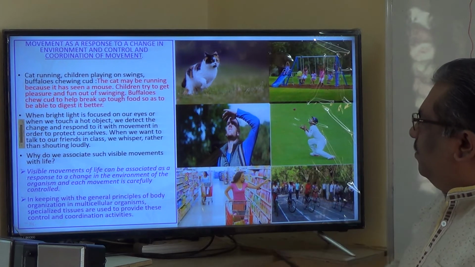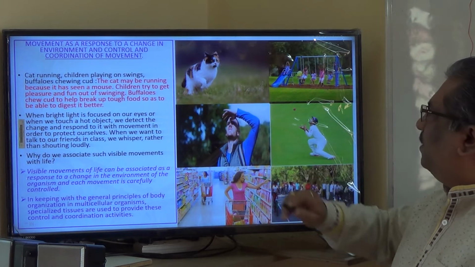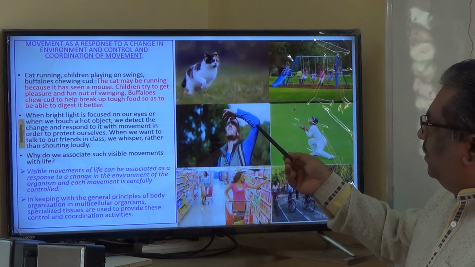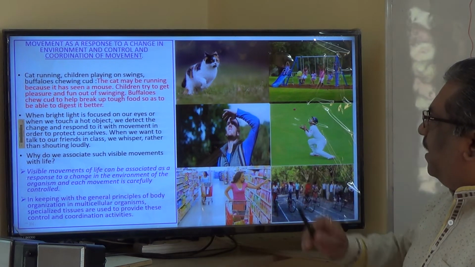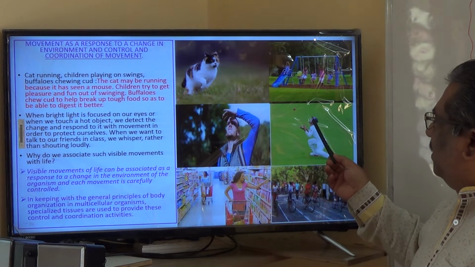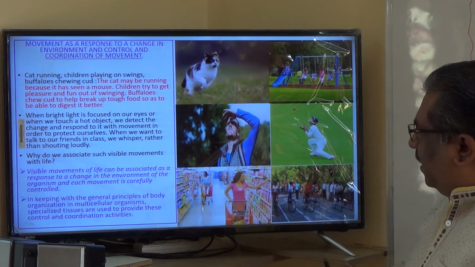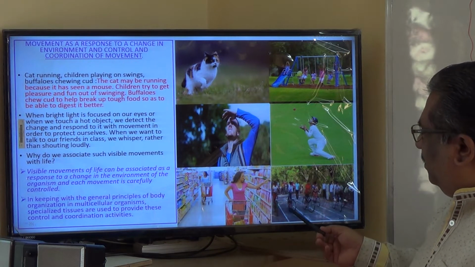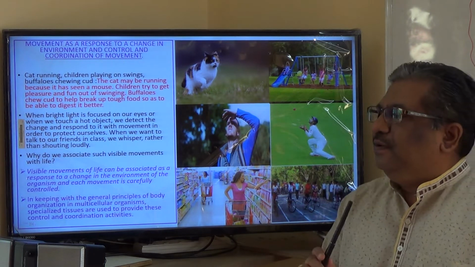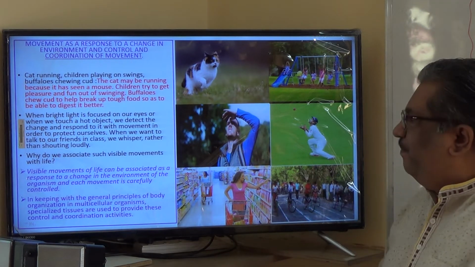What do you conclude from all this? There is a movement here of the cat, the movement of the children, movement of the hands, movement of the eyes, movement of the legs. Here, movement of legs, hands, eyes. So, what do you understand by control and coordination here?